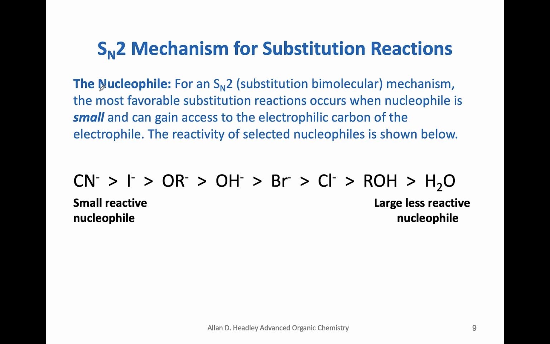Let us now look at the nucleophile. As stated before, the nucleophile has to gain access to the electrophilic carbon. So the ideal nucleophile has to be small. So if you were to look at the reactivity of nucleophiles for SN2 reaction, small nucleophiles are much better than large nucleophiles. And that's hard to predict. In the book, it has a table of nucleophilicity, which is a measure of the size of nucleophiles in different solvents. But the bottom line is they should be small.